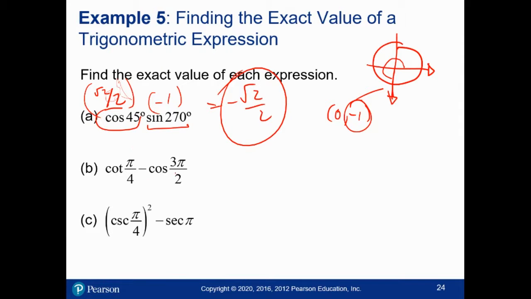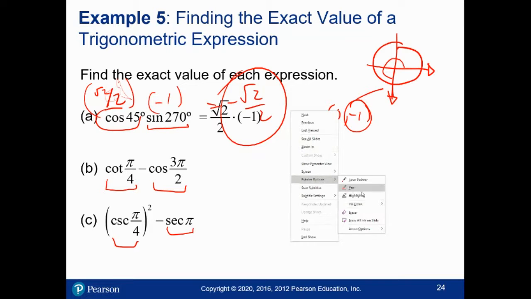So really all you have to do for parts B and C is find each of these things individually and then simplify everything down. So pause the video and try to work through this. Okay, so let's take a look. So let me clear my pen marks out of the way, sorry.